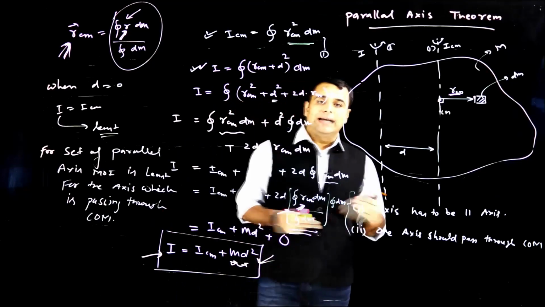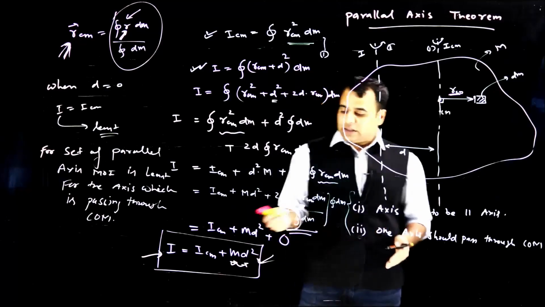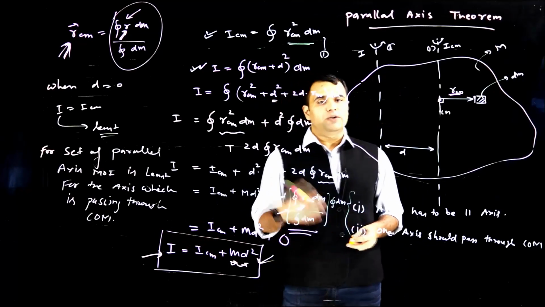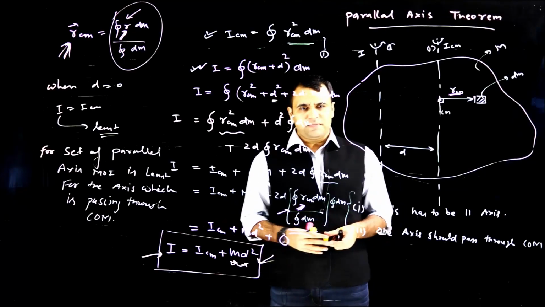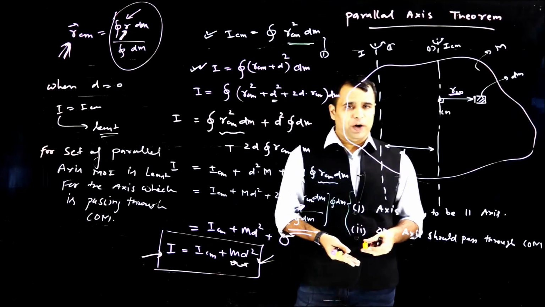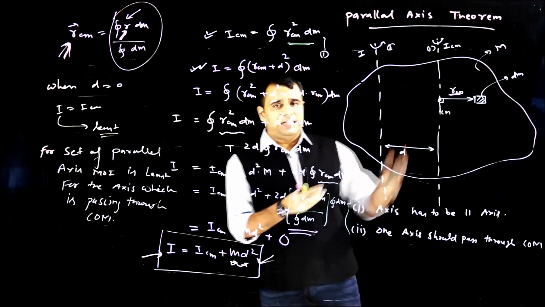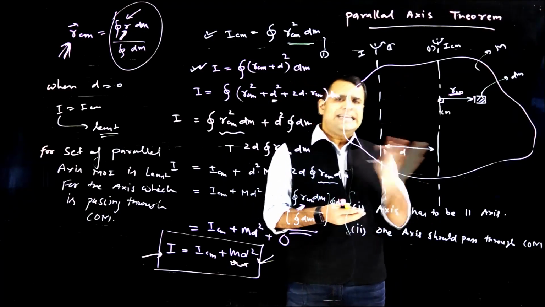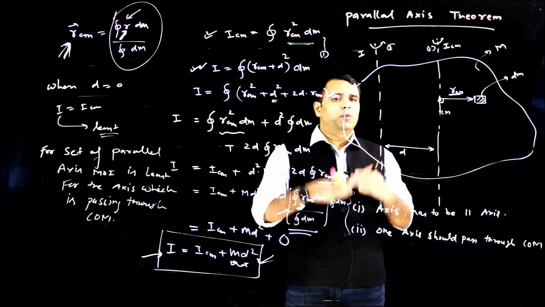I is equal to ICM plus MD square. So with this formula, if out of these two moments of inertia you know any one, then you can calculate the other. Okay, so if you have the moment of inertia about any axis, then for any other axis in that direction, you will be able to calculate the moment of inertia.